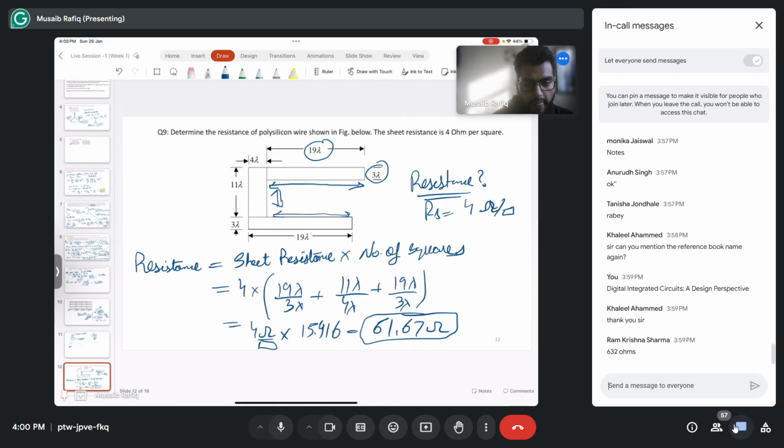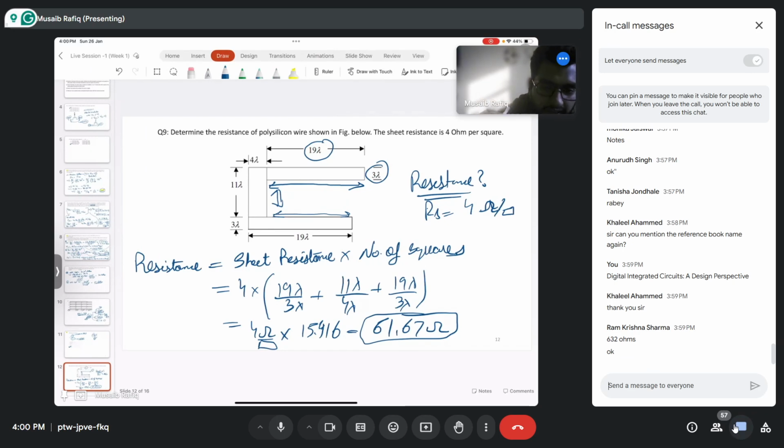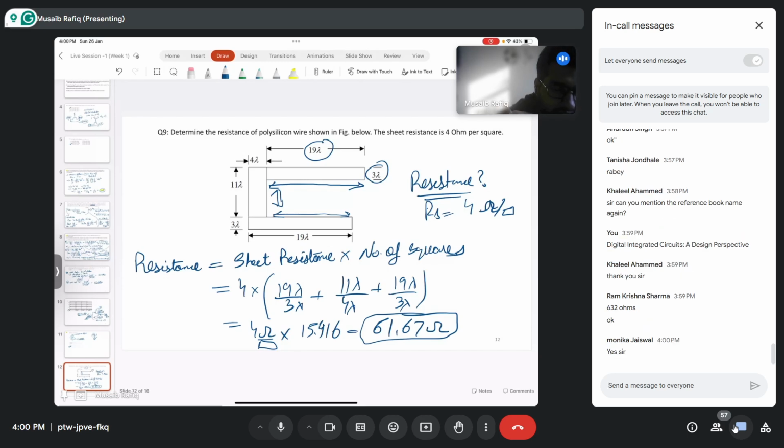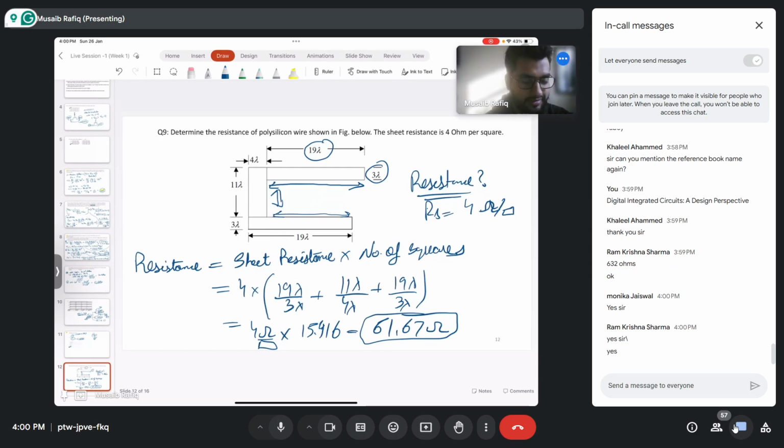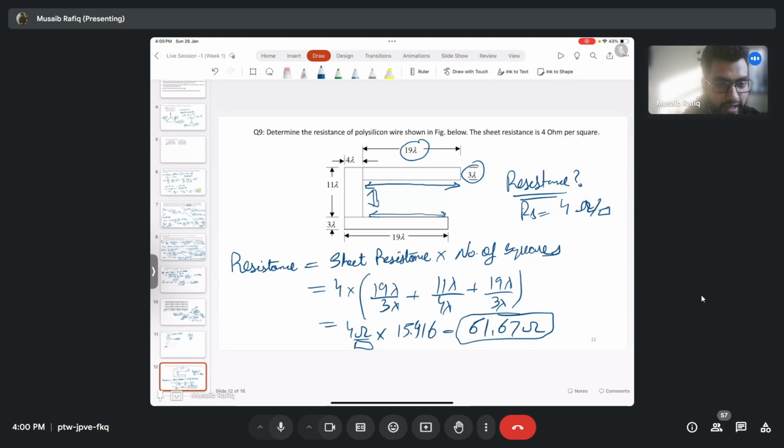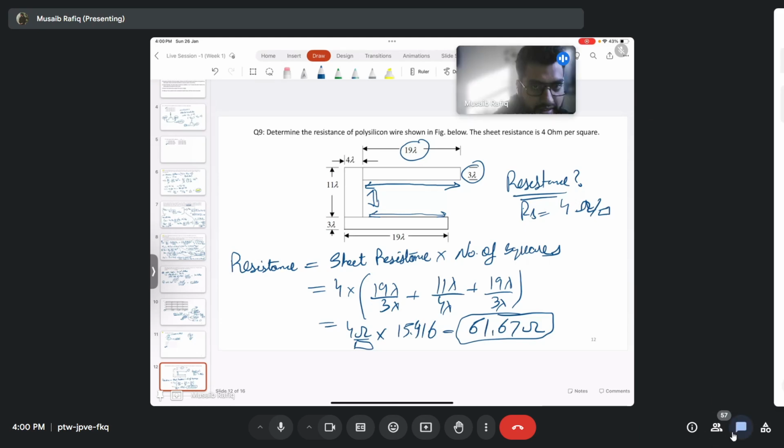Got it? If I'm not mistaken, you have taken the area and then multiplied by the sheet resistance, right? You got 632 by doing that. I think this is the first time you are looking at this problem. I understood, nothing to worry about. I hope you got how we have done it.